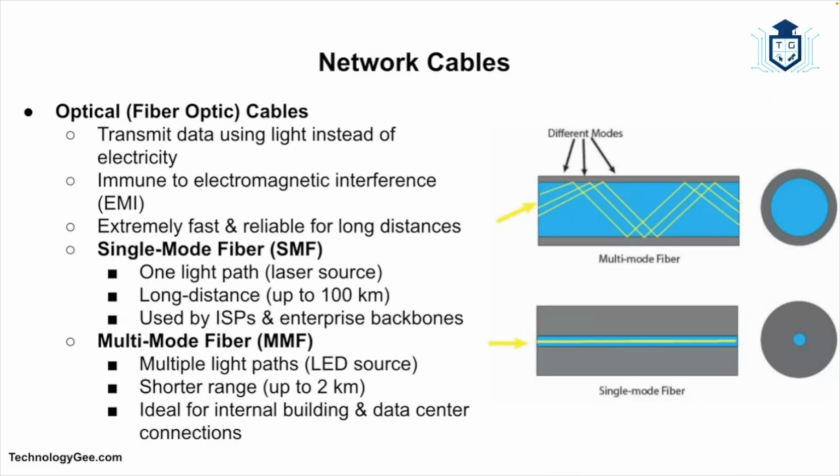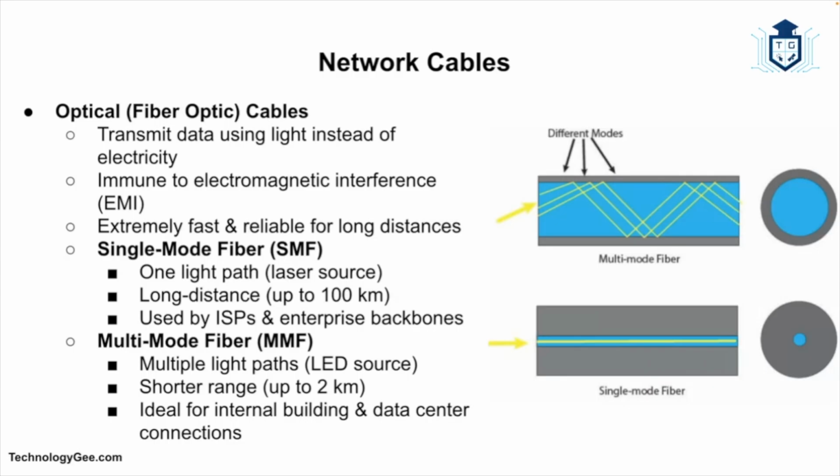All right, next we have what are called optical cables, also known as fiber optics. When you want lightning fast speed and no interference, fiber is king. Within that, you have two types. You have what is called single mode fiber, which transmits one beam of light. It uses a laser light source. This is ideal for long distances, where it can go up to 100 kilometers, and is common in ISP backbones and large enterprise networks.